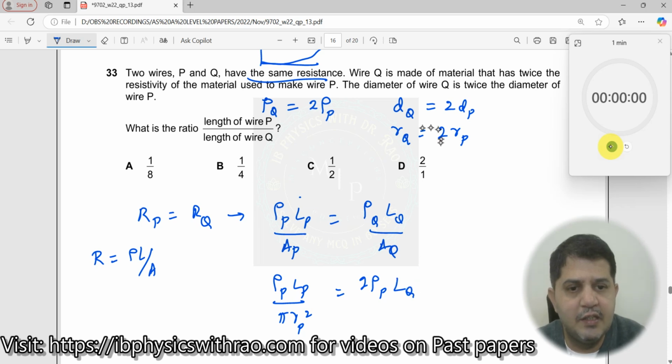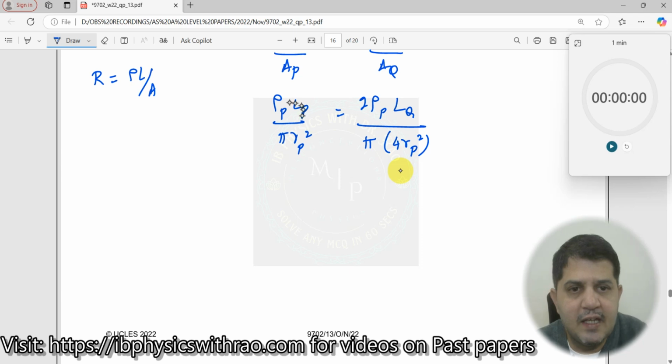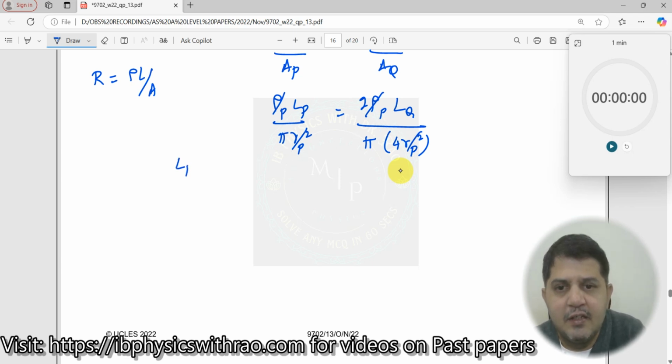I'll write LQ here divided by pi into RQ. RQ is 2 RP, so this should be 4 RP square. Now let me simplify this. Rho P goes away, RP square goes away. So what do I have here? I have LP divided by pi, pi also goes away. LP is equal to 2 times LQ divided by 4.